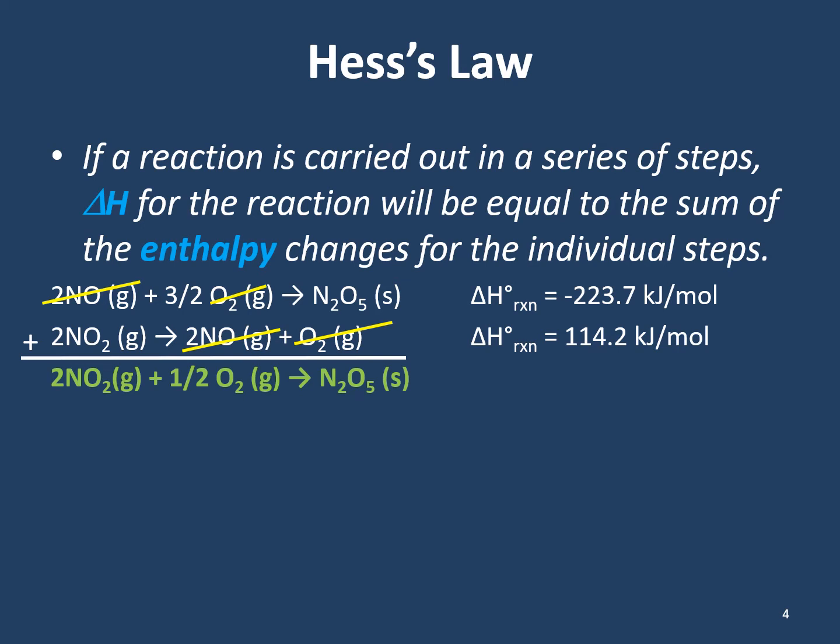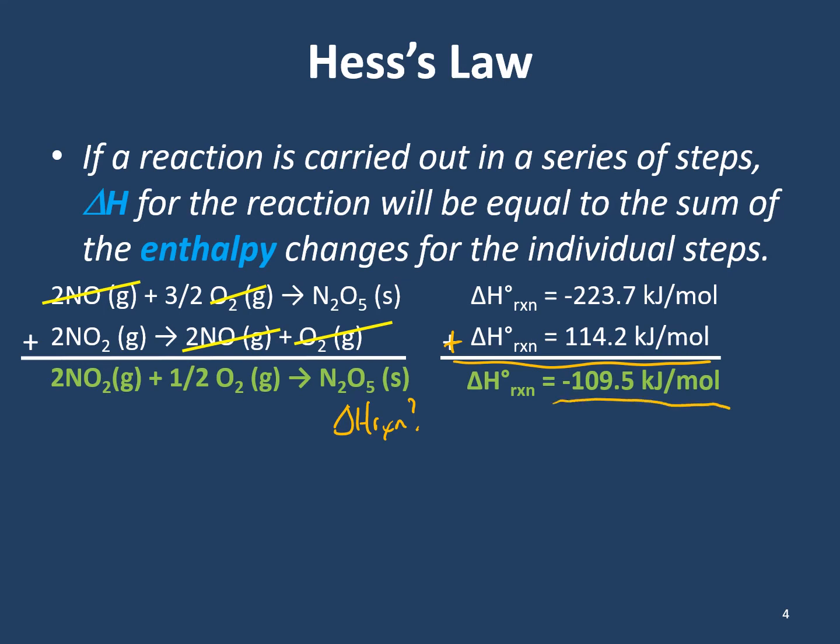And if we wanted to calculate what the delta H of this reaction is, the rule is we just add the two delta H's of the reactions that we added together to get this reaction. So in other words, if we add those two values together, we get that our delta H of this new reaction is negative 109.5 kilojoules per mole.